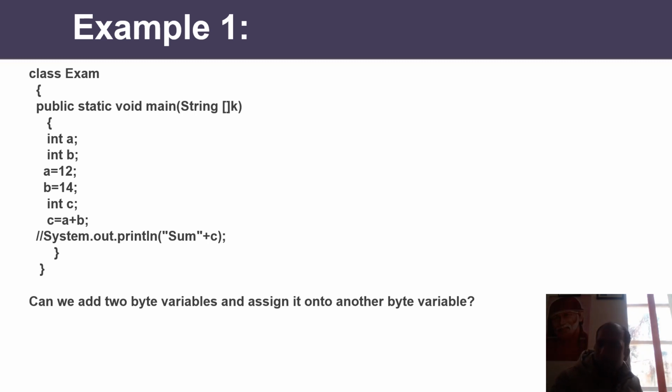Now instead of int A, if I am writing byte, just remember that I have told you about the data types. There are four integral types: byte, short, int and long. So what is the difference? Byte holds 1 byte, short will hold 2 bytes, int will hold 4 bytes, and long will hold 8 bytes of memory.